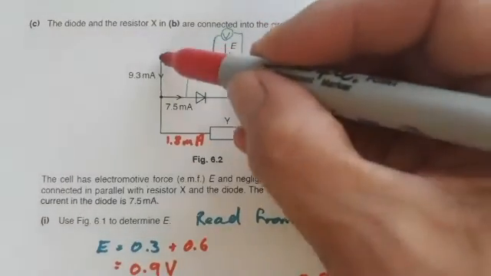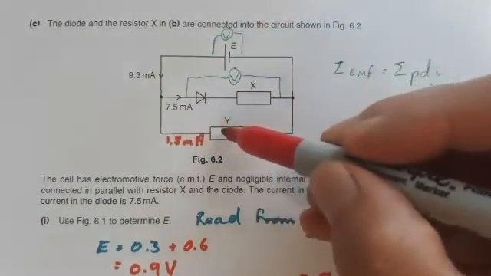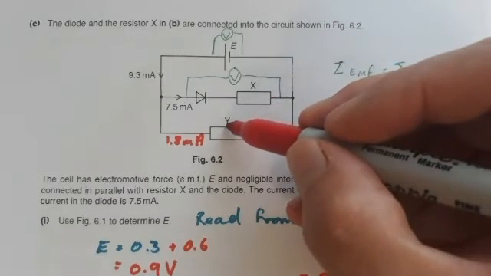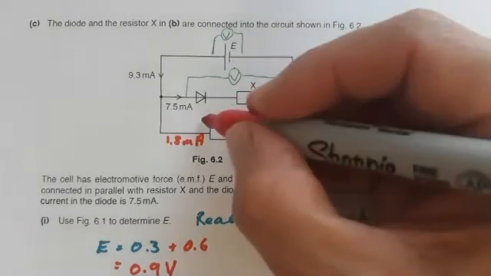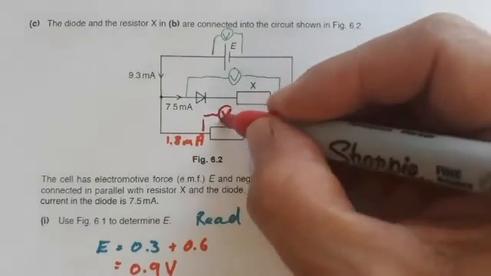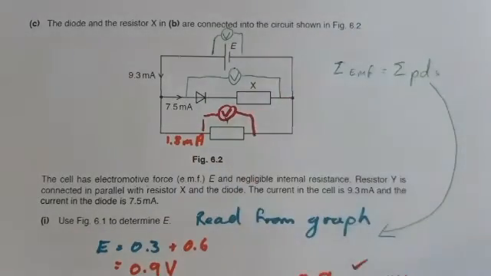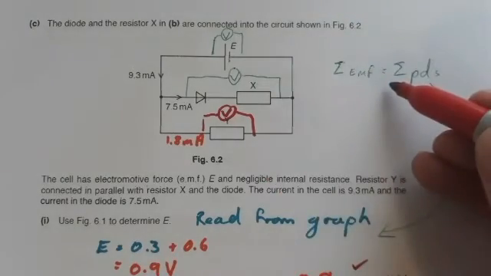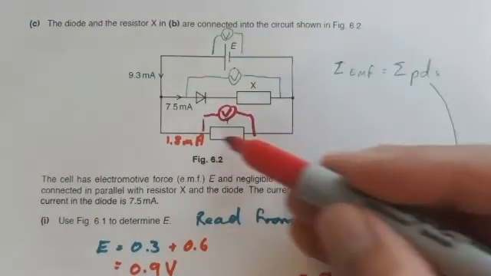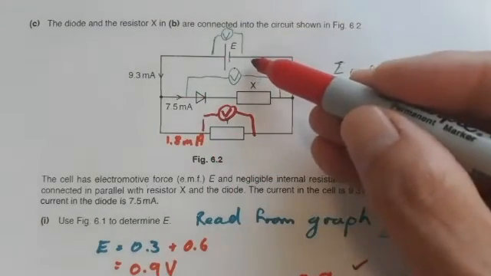It's still the same. It's a different loop though, but it means that the potential difference over Y is the same as my EMF. That is also going to be 0.9 volt. It's the same. Same principle applies. It's just a different loop that we are using.